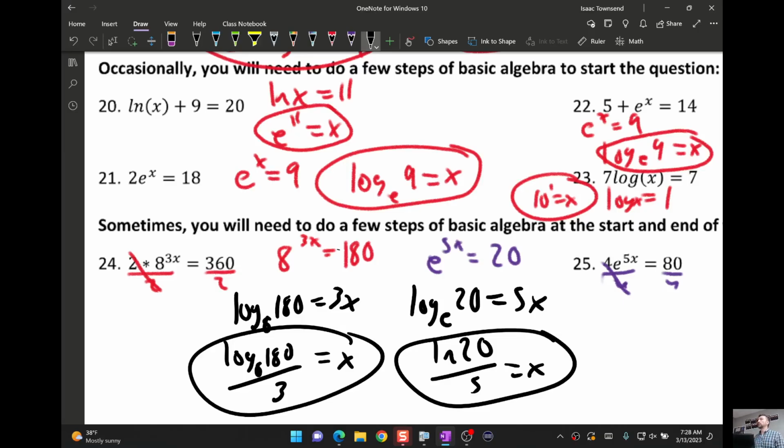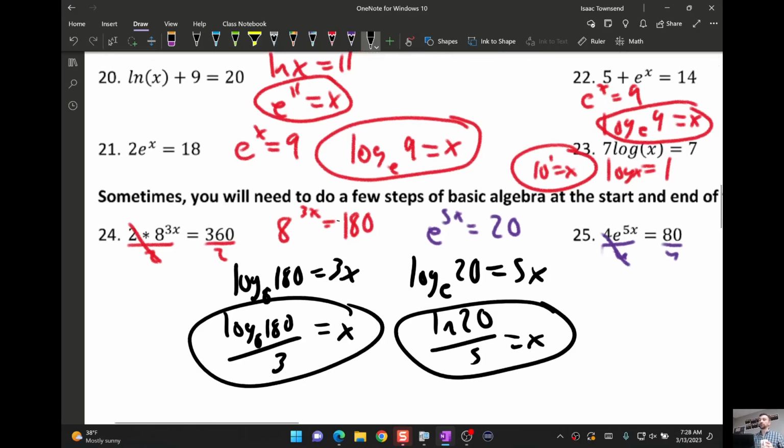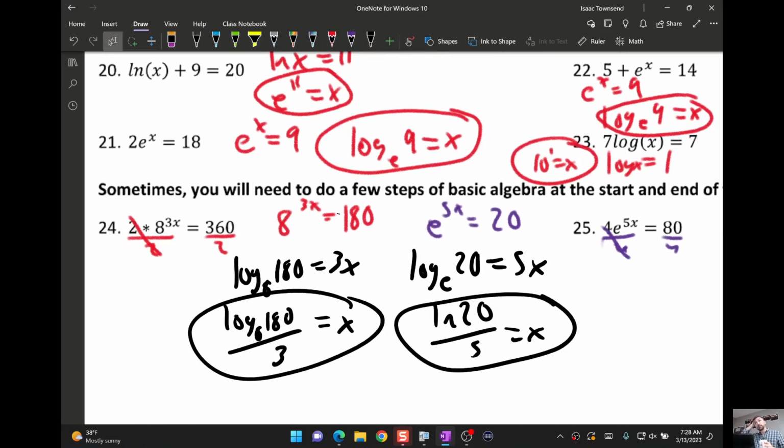So always undo your add, subtract, multiply, or divide before you try to switch the forms. If it's not set up in the right format to be switched, then you've got to do that first. And then on some of the harder questions, even after you switch the forms, you might still have to undo some add, subtract, multiply, or divide.